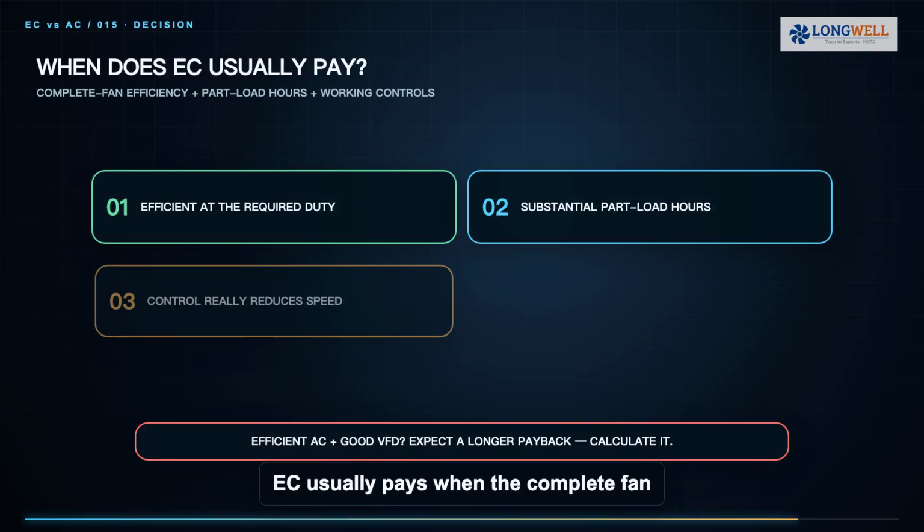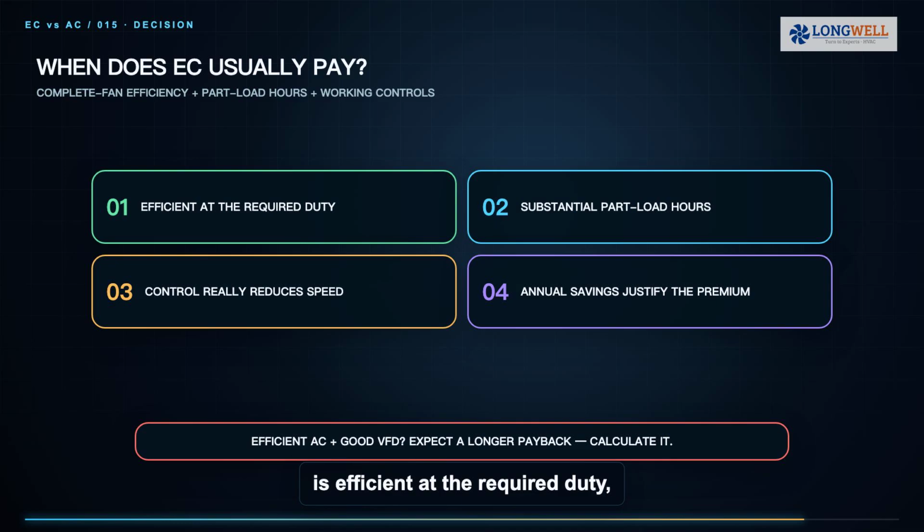EC usually pays when the complete fan is efficient at the required duty, partial load hours are substantial, controls reduce speed, and annual savings justify the premium. With an efficient AC motor and good VFD, payback may be longer. Calculate it, do not guess it.